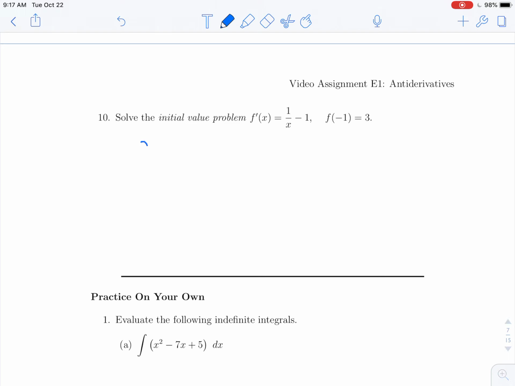But what we're looking for this time is the f of x. And in the last problem that we were just doing, we were stuck with the plus c at the end. But because we have this initial value, we can actually work out a plus c that works.